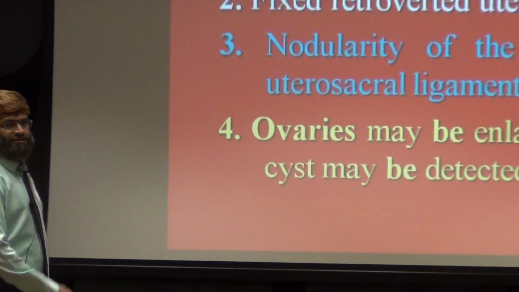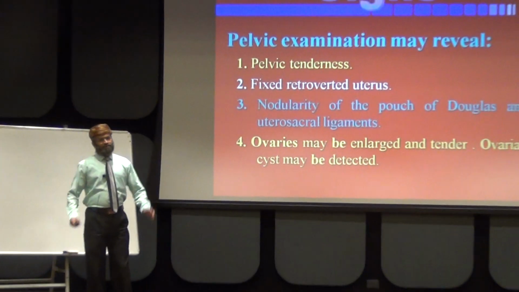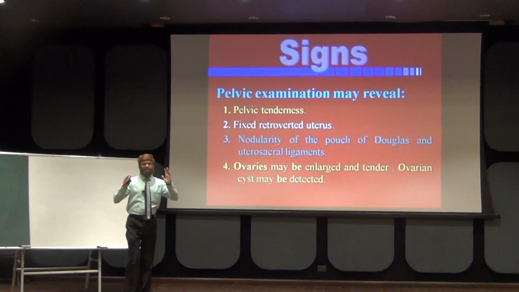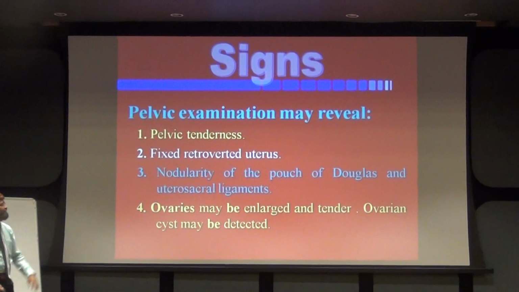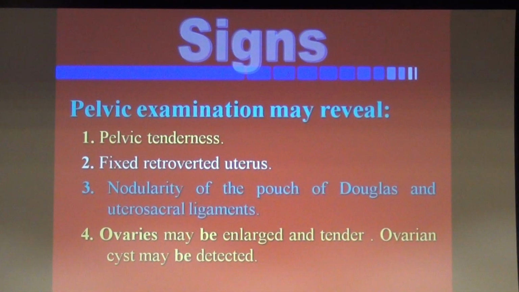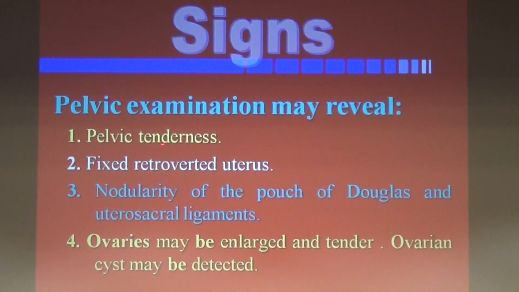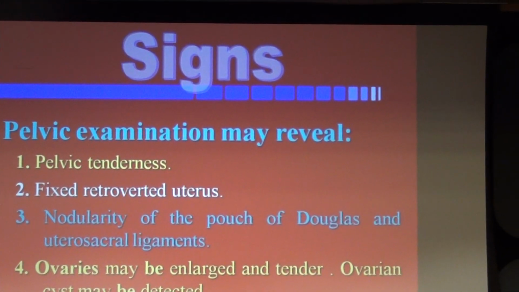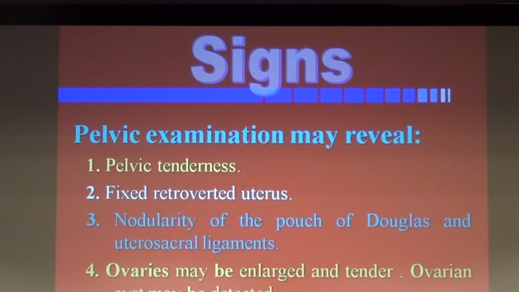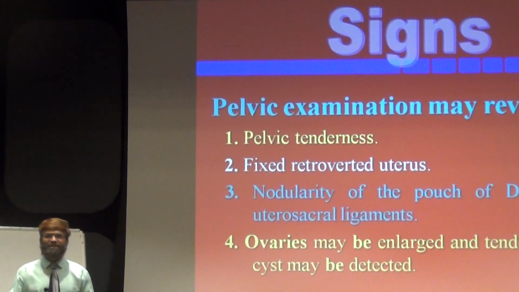Next is signs. As we already gave the word, the first leg of our tripod stand, that is symptoms, has already helped us. We have a rough idea now. Signs, for which we need examination. First is pelvic tenderness. When we go for pelvic examination, you will find pelvic tenderness in the area wherever there will be endometriosis. So there will be tenderness.